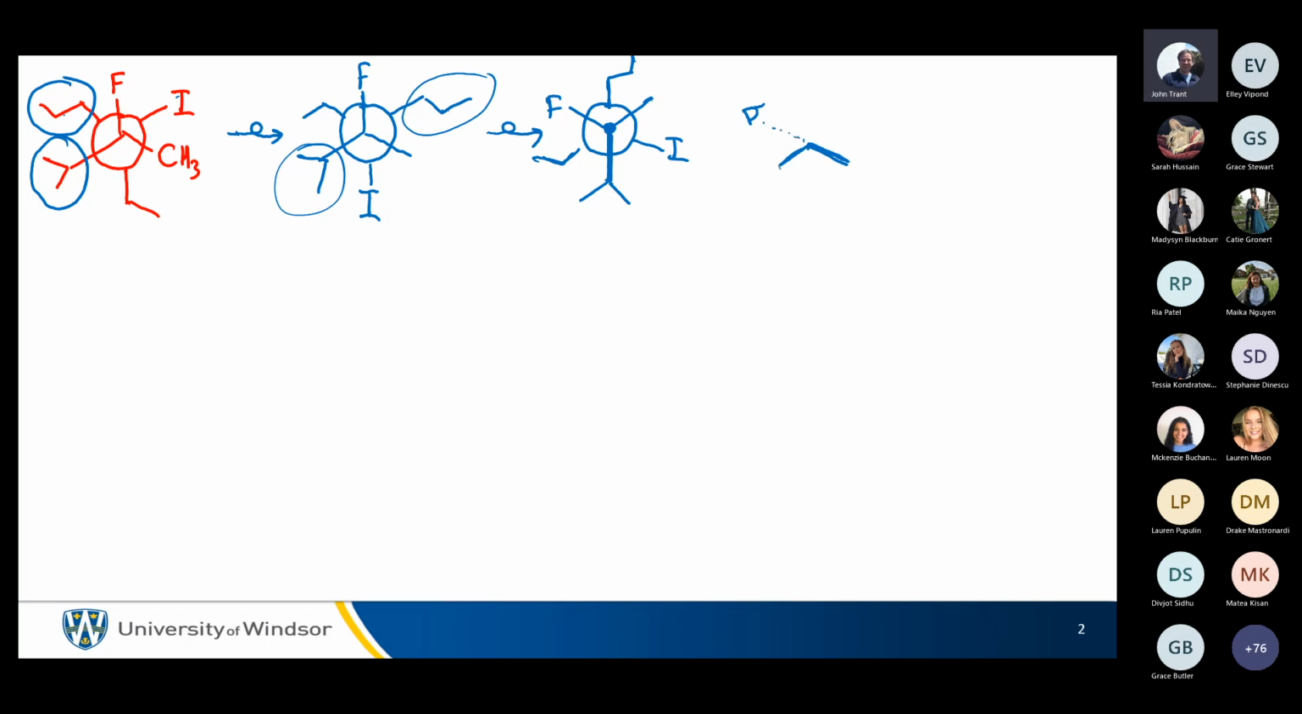The isopropyl group is down. In my right hand, I have a methyl group. In my left hand, I have a fluorine. On the back carbon, I have the propyl group going up. In my right hand, I have an iodine. And in my left hand, I have an ethyl group.